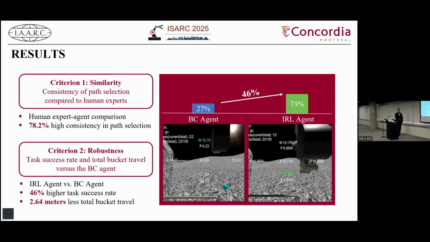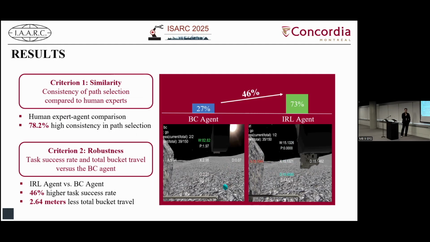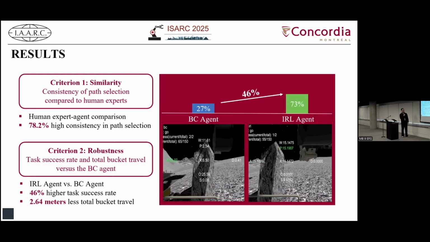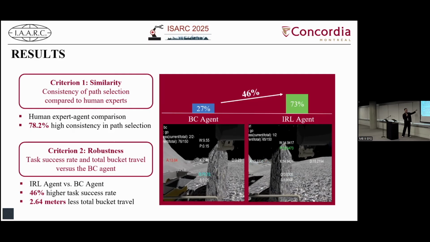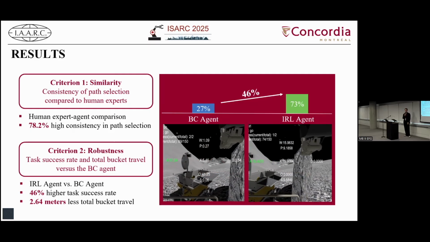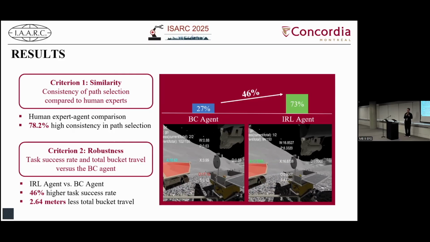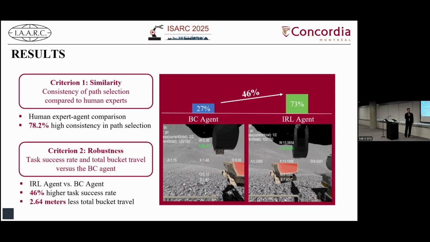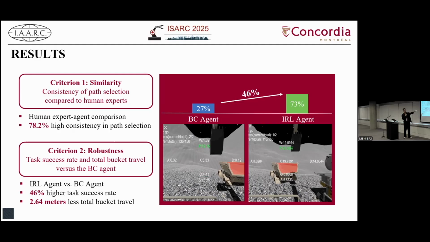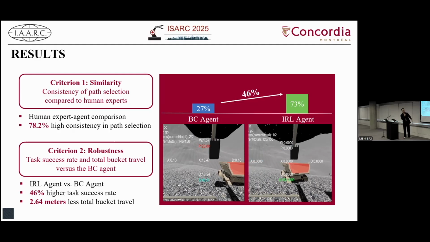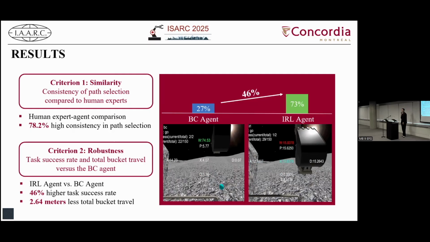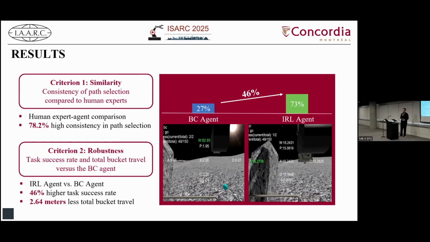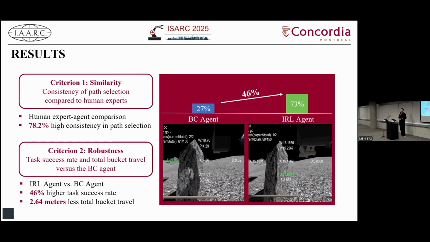This slide shows the results of the experiment. As you can see, first of all, for the similarity, the agent achieved 78% consistency in route selection with the human, which means that the proposed framework can capture the expert strategies effectively. And then for robustness, the agent modeled by the proposed framework achieved a 73% task success rate, which is 46% higher than the baseline model. So it also means that the agent can perform well in extreme work settings.